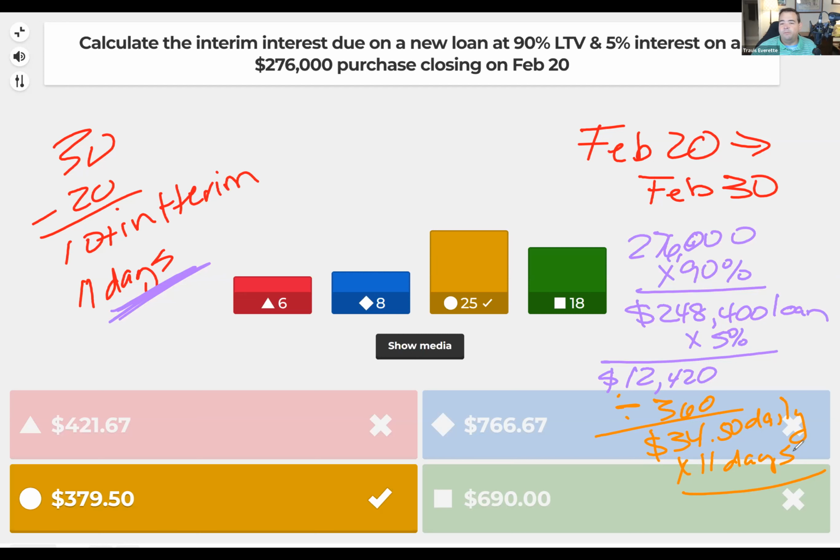What did you calculate? Accrued interest. You calculated the opposite side. Buyers don't pay accrued interest. Buyers pay what? Interim interest. Sellers pay accrued interest. Janet, you had your hand up.